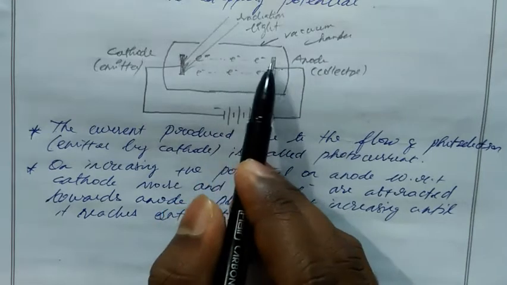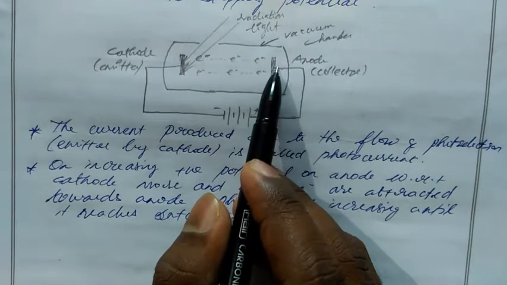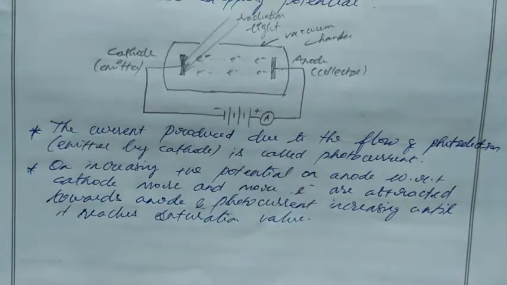So when electrons do not reach the anode, then no current will be produced due to the flow of electrons. So then the photocurrent value will decrease and it reaches zero value. Okay, so photocurrent value will decrease because there is no movement of electrons. There is no transfer of electrons from cathode to anode. So because of no transfer of electrons, the current value will become zero.